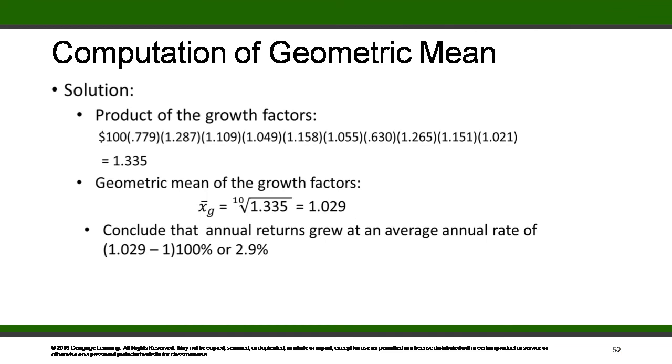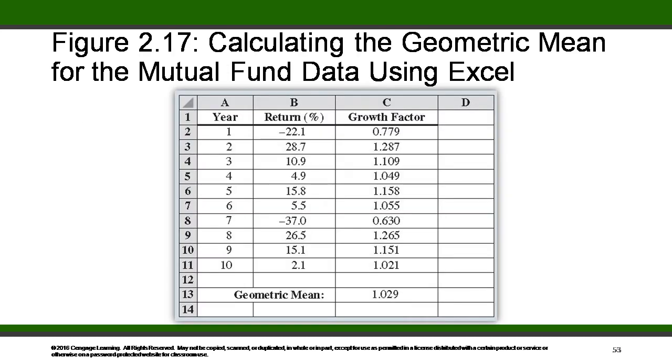Solution: the product of the growth factors is equal to 1.335, and the geometric mean of the growth factor is 1.029. Conclude that annual returns grew at an average annual rate of 1.029 minus 1 times 100%, or 2.9%. In this figure, the value of the geometric mean in cell C13 is found using the formula equals GEOMEAN(C2:C11).